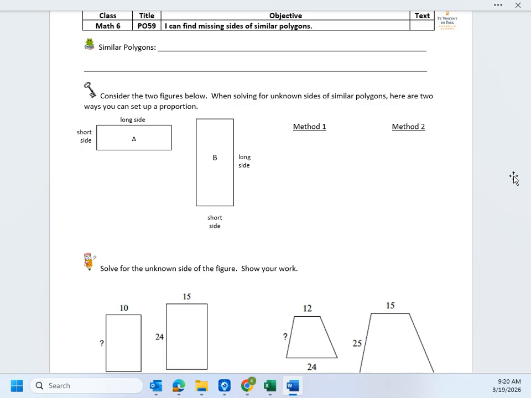So we are ending this unit with Po59. I can find missing sides of similar polygons. So similar polygons are polygons that are, who remembers? What is our little term that we have for similar polygons? Avery?